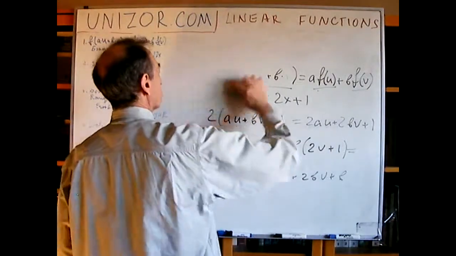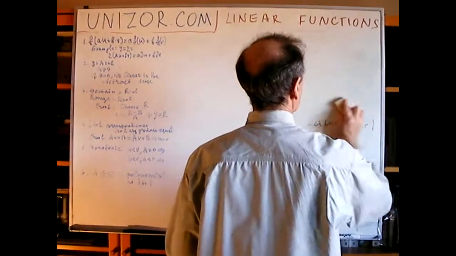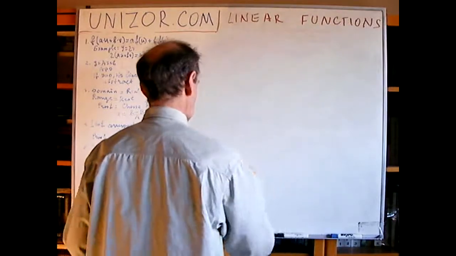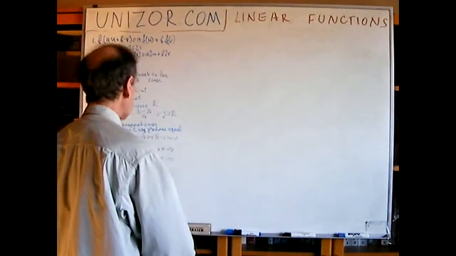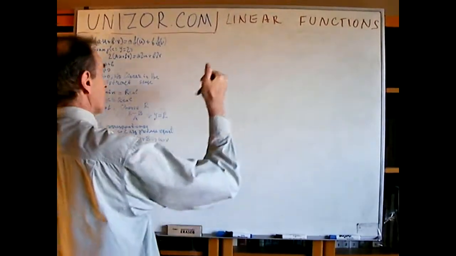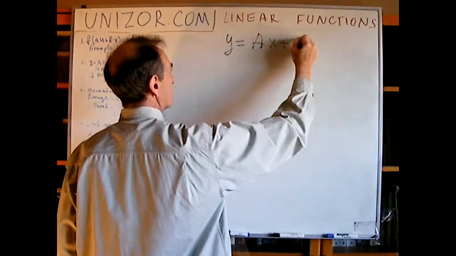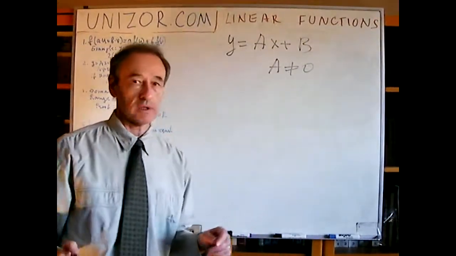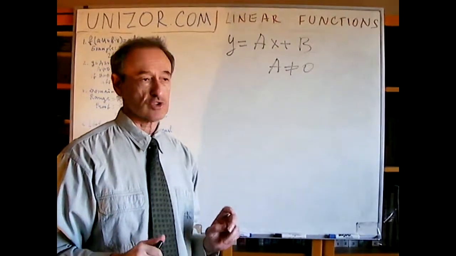So now I can define a linear function in this, I would say, more elementary, if you wish, sense. I don't know how else to qualify this particular thing is. But basically what I would like to say is that the function of type ax plus b, where a is not equal to 0, this is a mandatory requirement, a is not equal to 0, we will call linear function.